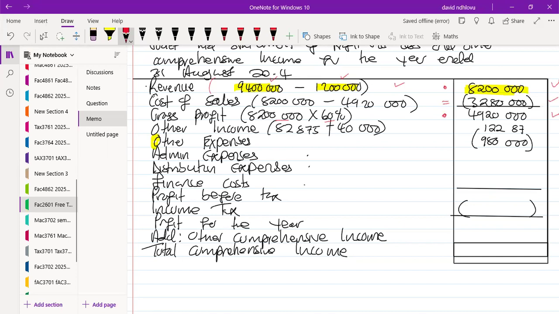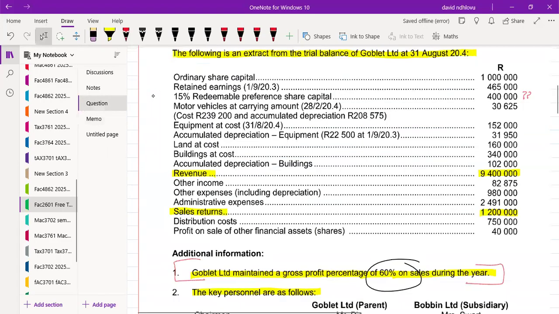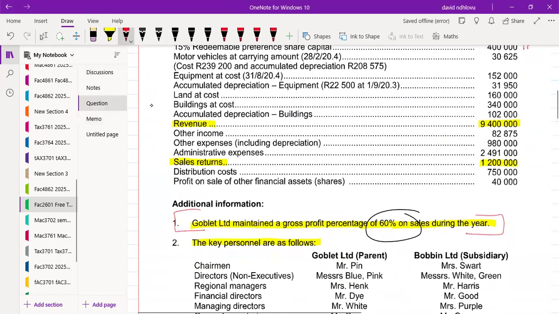Wonderful. Yes. Right. In another question, alternatively, instead of saying the Goblet maintained a gross profit percentage of 60% on sales, remember, they said Goblet maintained a gross profit of 60% on sales. They could have said 60% of cost. Now that's a different thing altogether.